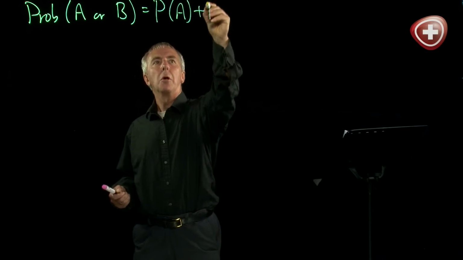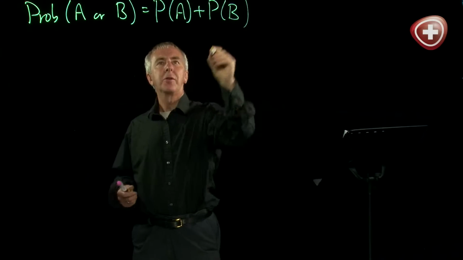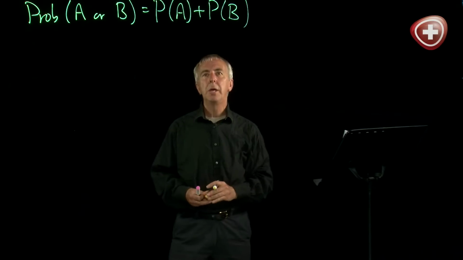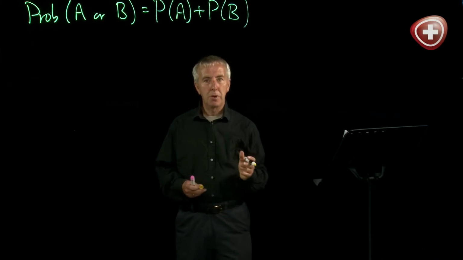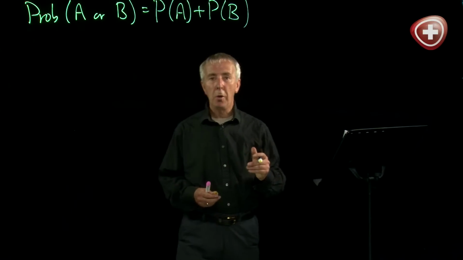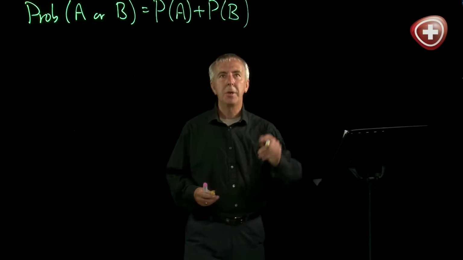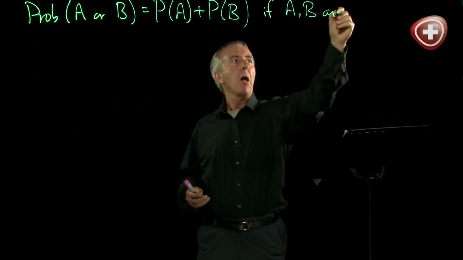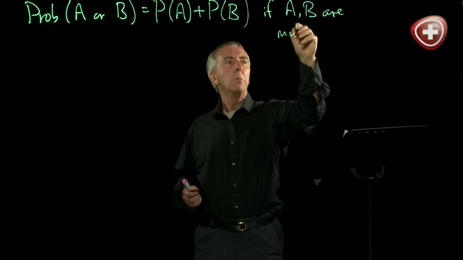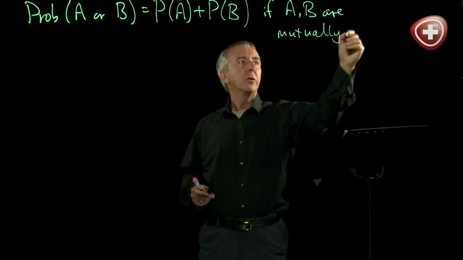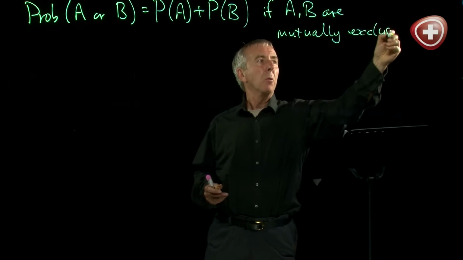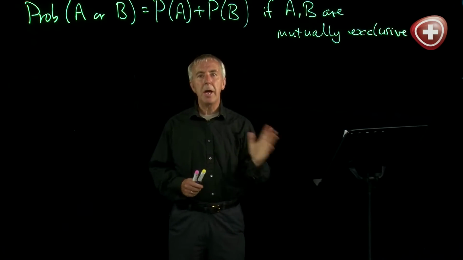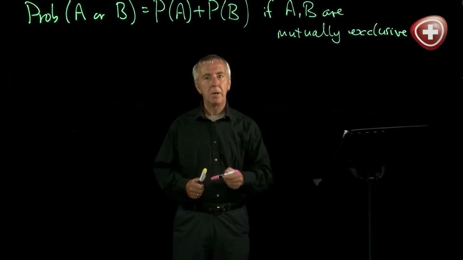All we do is simply add the separate probabilities together. So the probability of A or B is the probability of A plus the probability of B, as long as A and B cannot happen together. If A and B are what's called mutually exclusive, which is exactly what it says. They mutually exclude each other. If A happens, B can't happen, and vice versa.